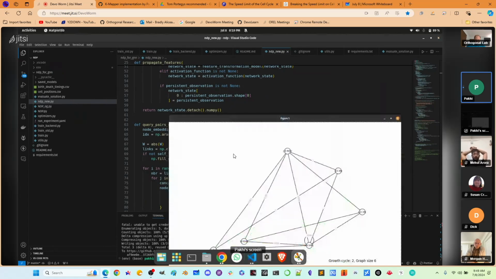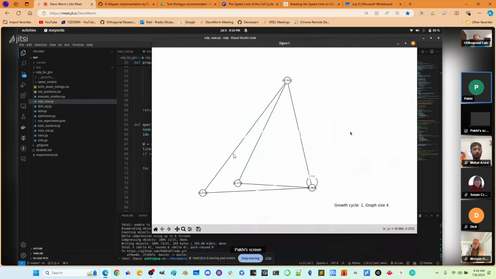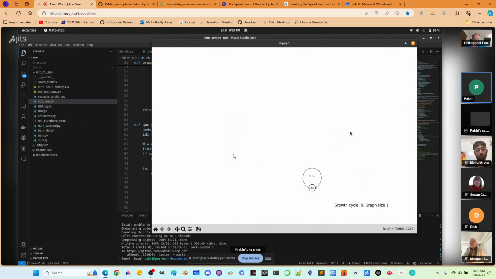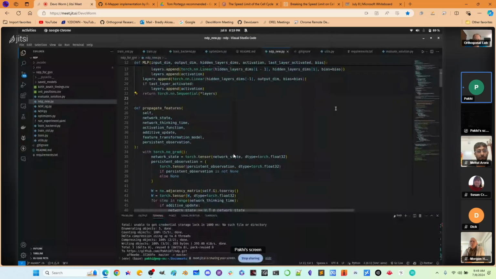So this is the small world network that they have generated. Once I'm able to train it, this is how it would look. So this is what I'm trying to do right now. This should take a few more days, two to three days, and I can update you after that.